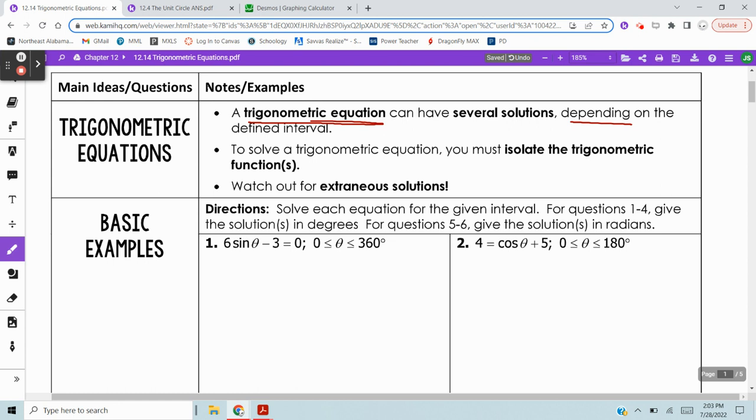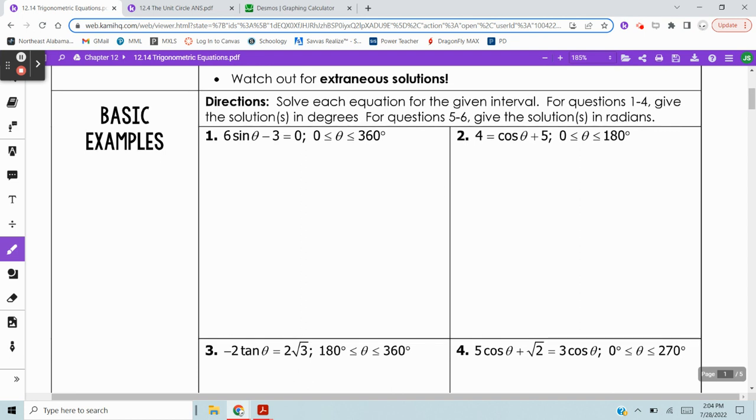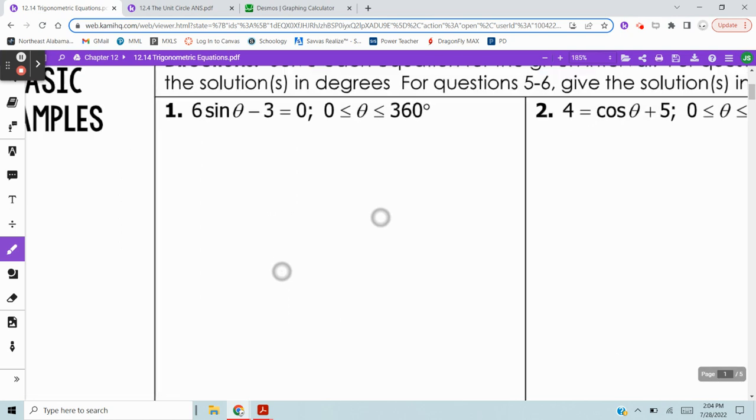To solve a trigonometric equation, you must first isolate the trig function. So we're getting the sine, the cosine, tangents all by themselves, and we do have to watch out for extraneous solutions with these. Let's go ahead and start solving them. It says solve each equation for the given interval. In questions 1 through 4, give the solution in degrees. For questions 5 and 6, we're going to do it in radians.